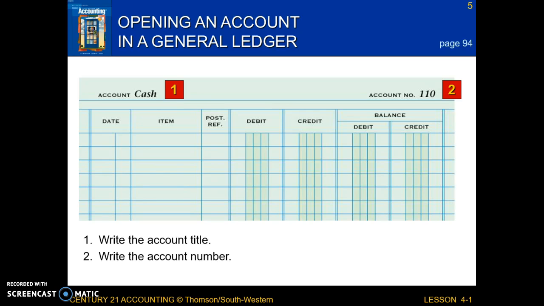So opening a new account in the general ledger, you write the account title, and then you write the account number. Super simple, 2 steps. Write the account title and then the number.